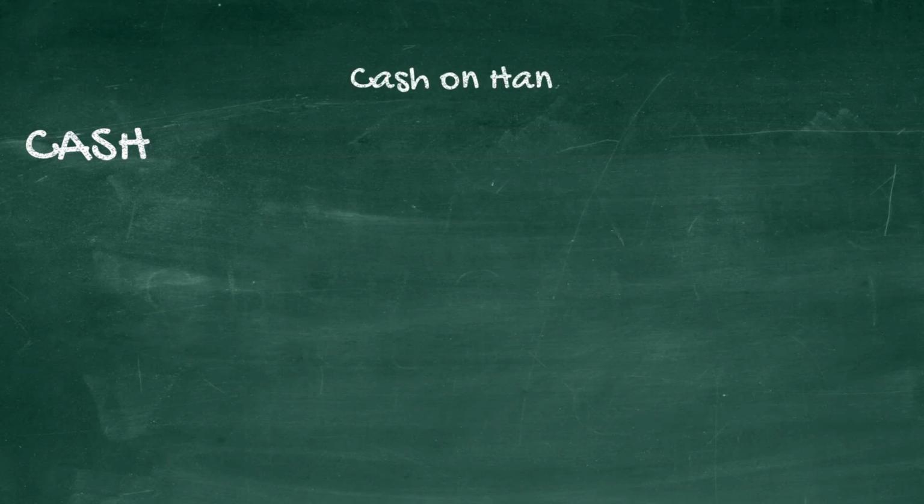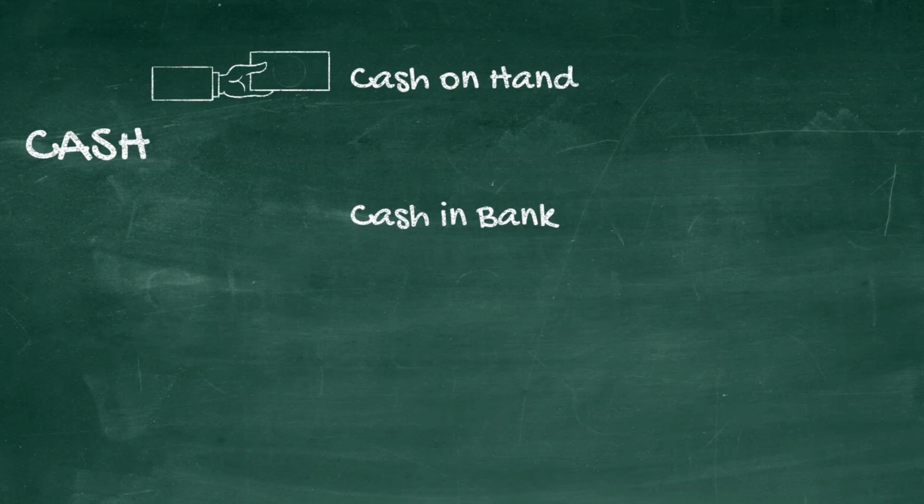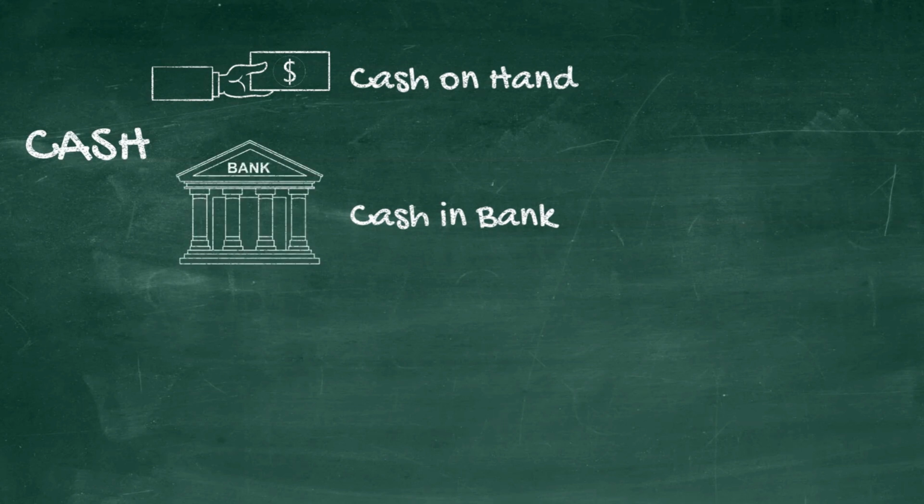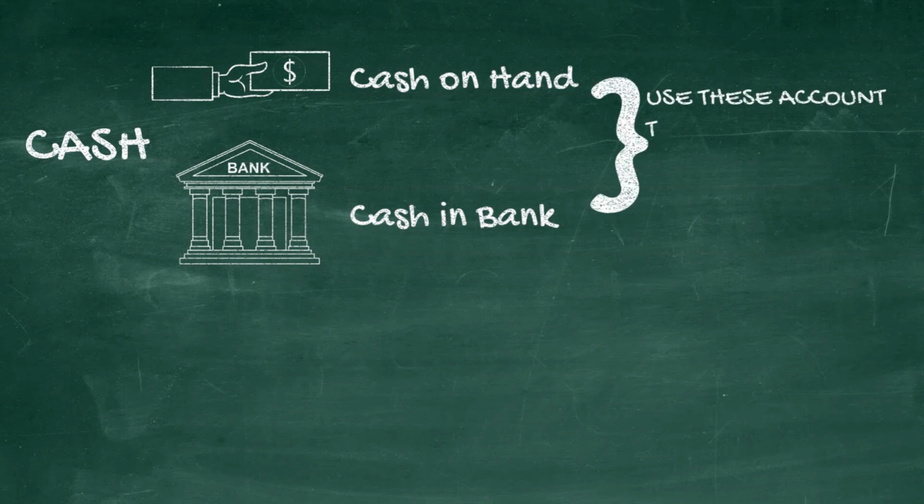But before I proceed, do you know that cash can be specifically recorded as cash on hand and cash in bank? If you physically hold the cash, it's your cash on hand. If the bank takes custody of the cash for you, it's your cash in bank. Just make sure that cash on hand and cash in bank are available in your chart of accounts.